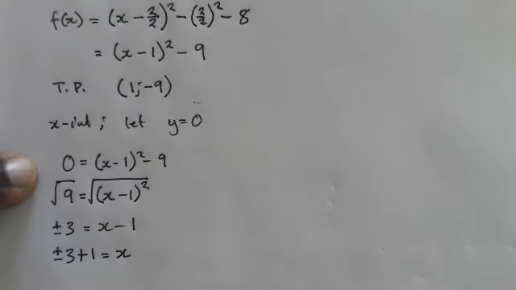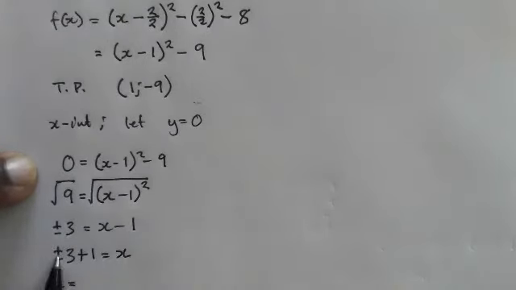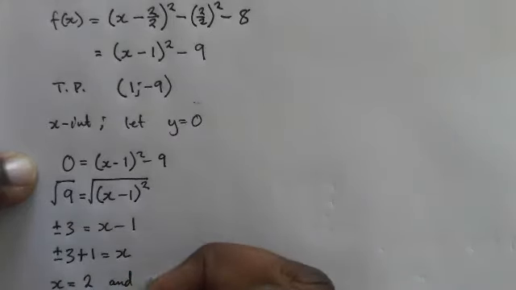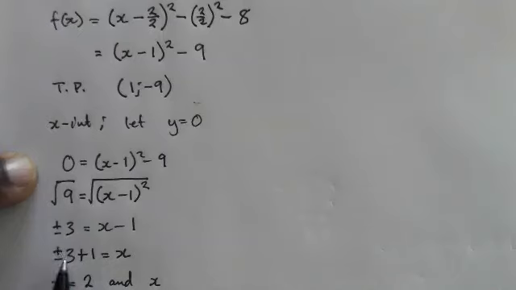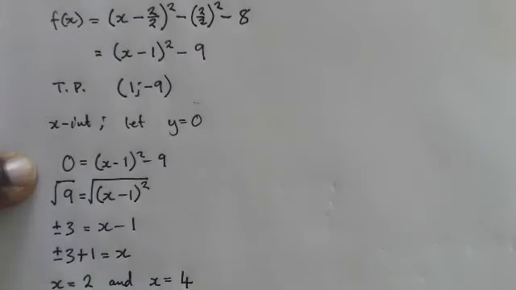So what that means is I've got two values for x. The first one is when 3 is negative. So negative 3 plus 1, what does that give me? 2, isn't it? So 2. And what's the other root? When 3 is positive, it's 3 plus 1, which is 4. I've got my x-intercepts.